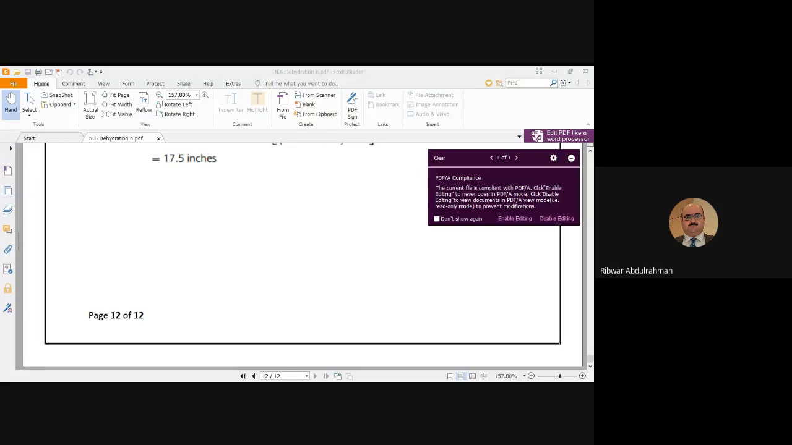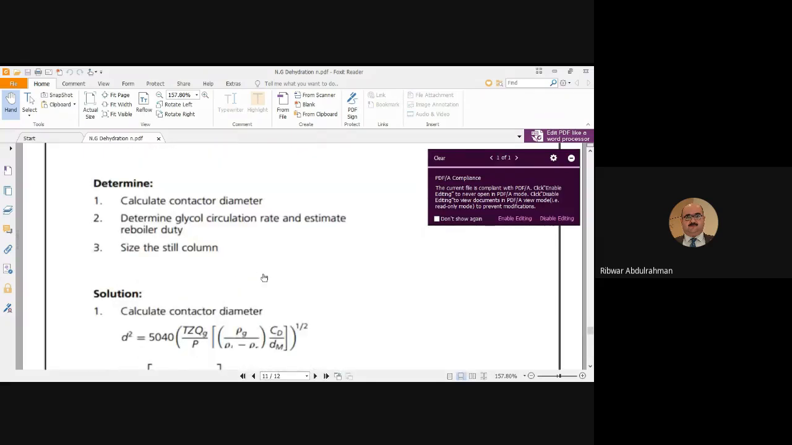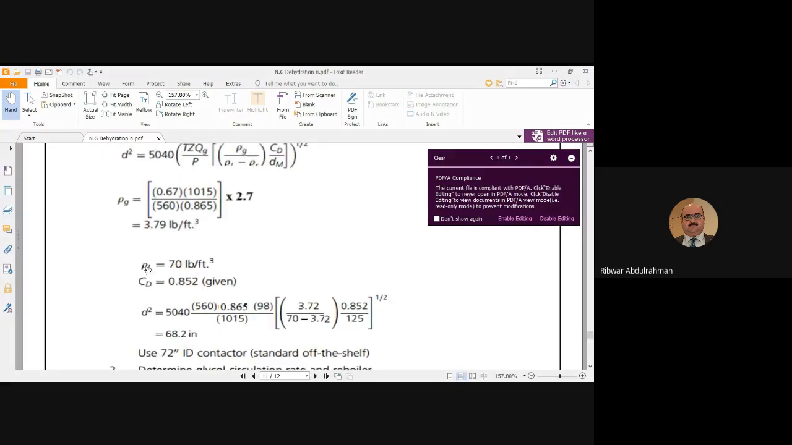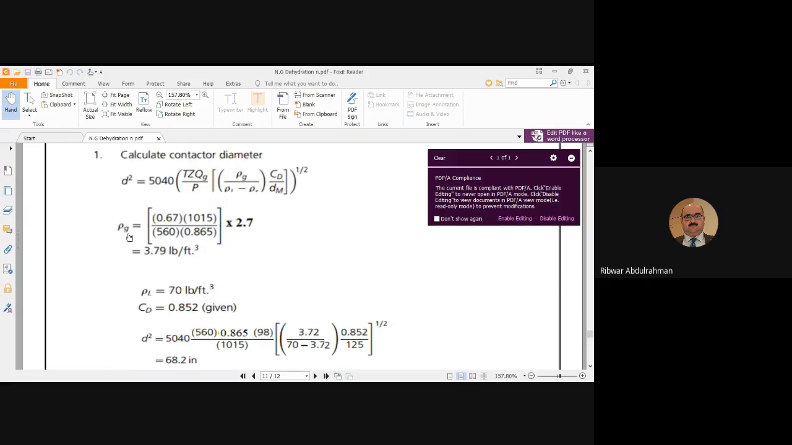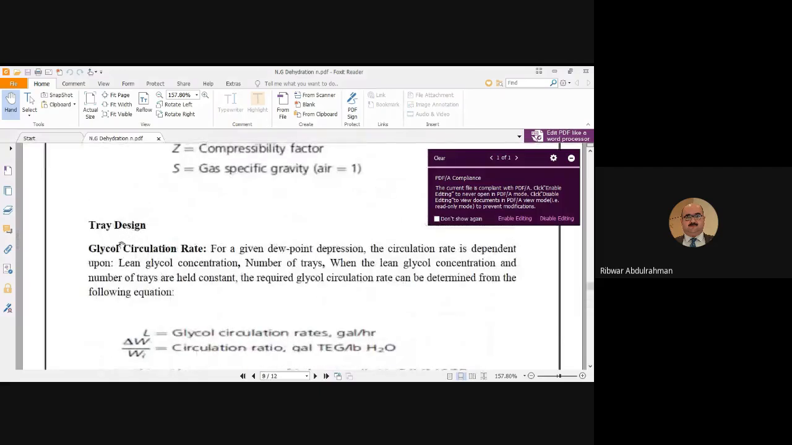Right, welcome again. This is the last part of this lecture. So far we talked about the design equation and how to find out the density of the gas. To find the density of the gas, we have to use this equation.